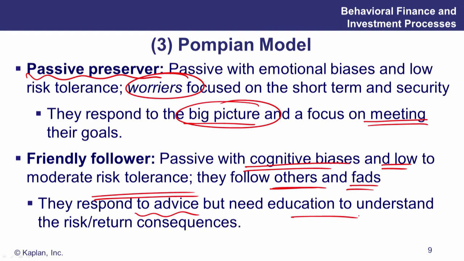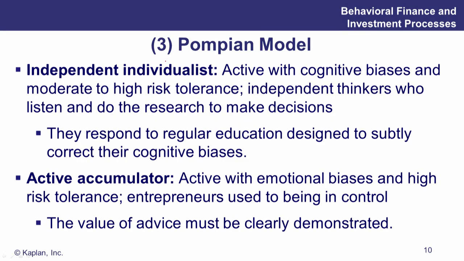At the risk-tolerant end of the spectrum, as we've already said, it's good news that under the Pompian model, you've got the individualist, that's the thinker, that's willing to take risk. All right, they will respond to education. They will respond well to advice that they think is adding value. All right, so they will listen as long as they feel like the advice is worthwhile.